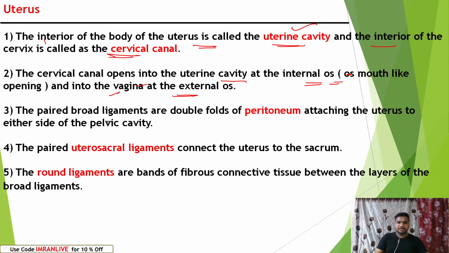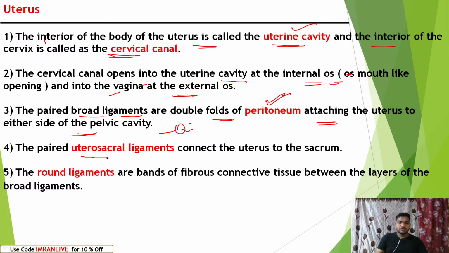The paired broad ligaments, make it clear, are double folds of peritoneum attaching the uterus to either side of the pelvic cavity. It is a very important thing. A question can be framed from this point of view: how is the uterus attached with the pelvic cavity? The uterus is attached to the pelvic cavity with the paired broad ligaments, and they are double folds of peritoneum. Clear?